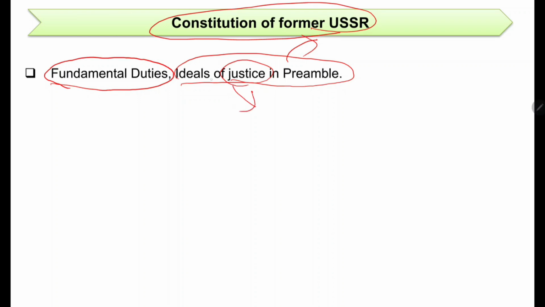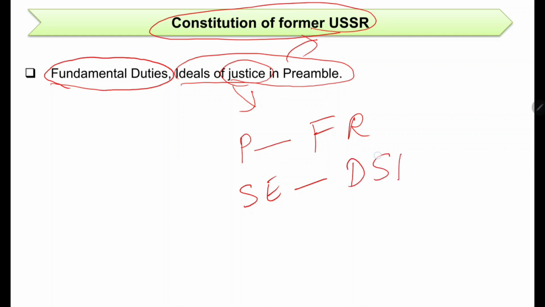Justice is related directly with social, economic, and political aspects. Justice should be provided to the people socially, economically, and politically. Political justice is in fundamental rights, and social and economic justice is under the Directive Principles of State Policy, DPSP. I hope this is clear.